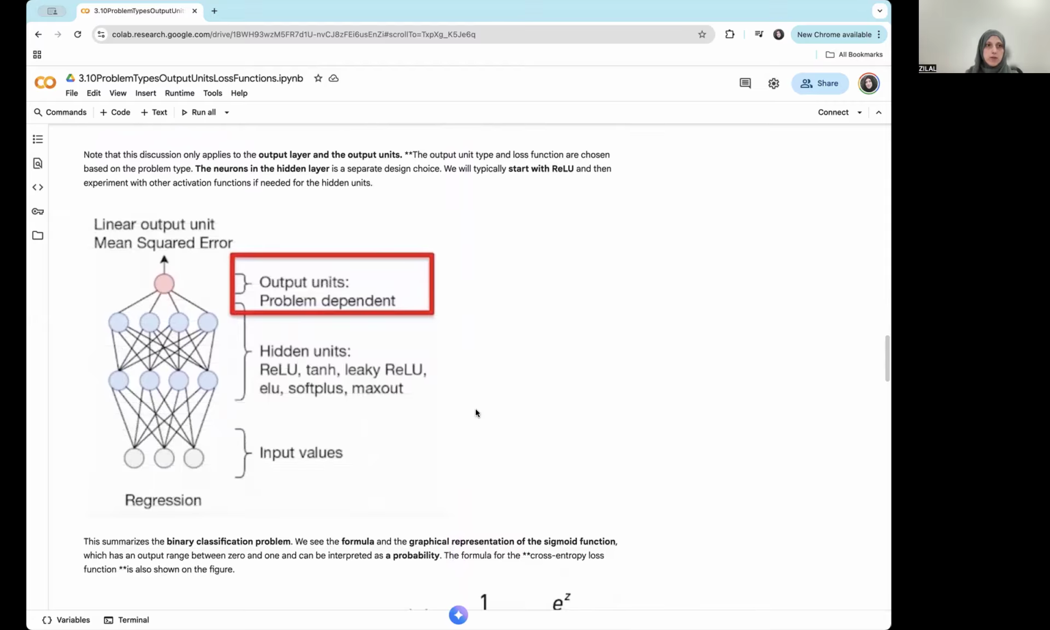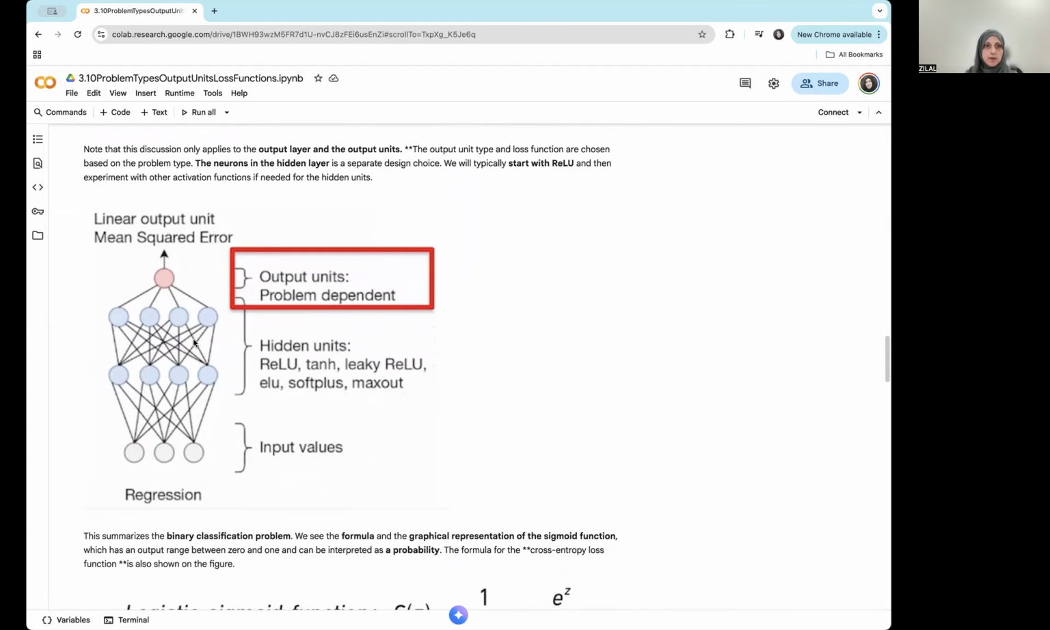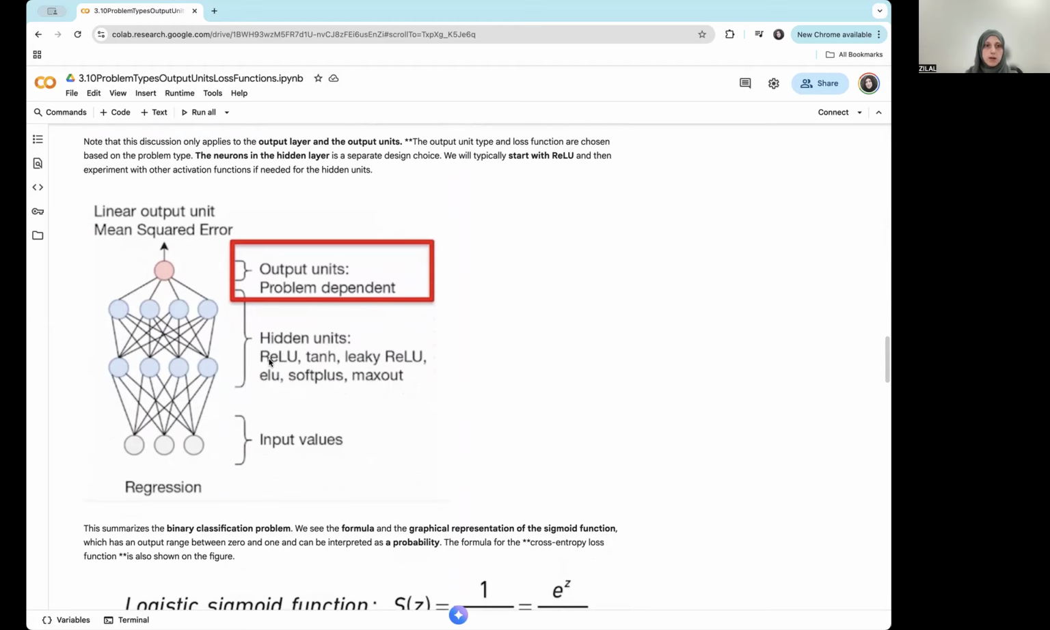Please note that our discussion only applies to the output layer and the output units. The output unit type and loss function are chosen based on the problem type. However, the neurons in the hidden layers are a separate design choice. We will typically start with ReLU, and then based on experiments with other activation functions, we can decide to use other functions as needed.